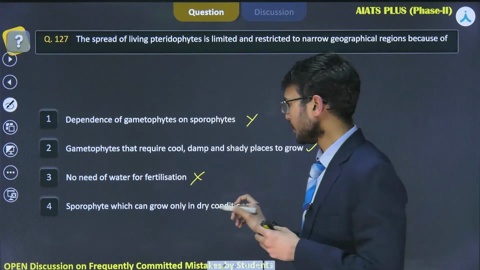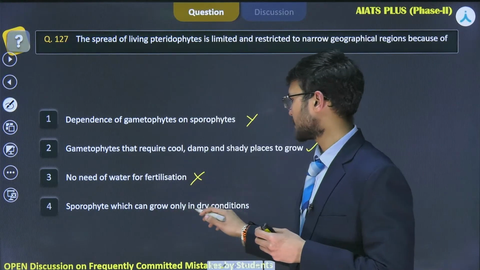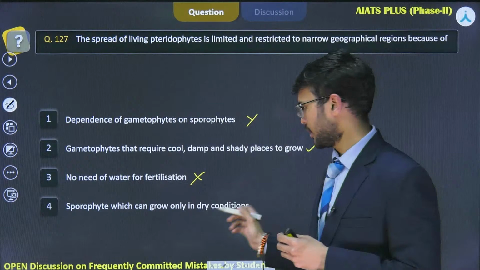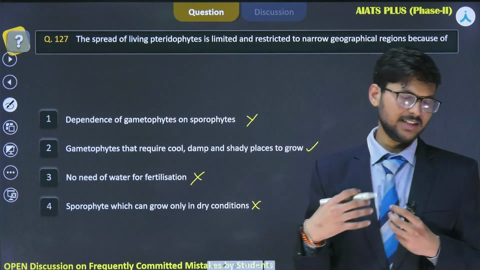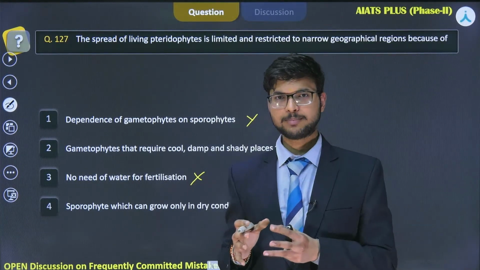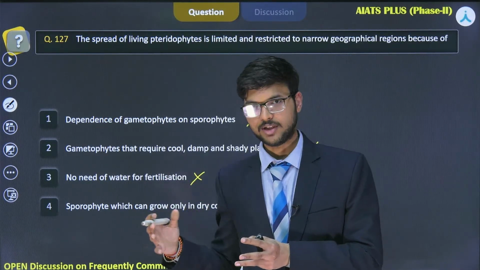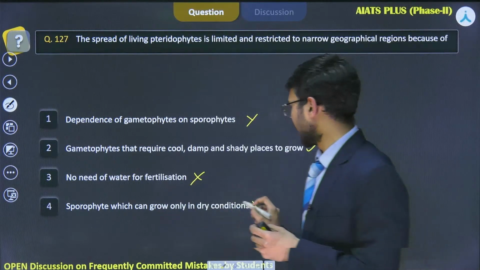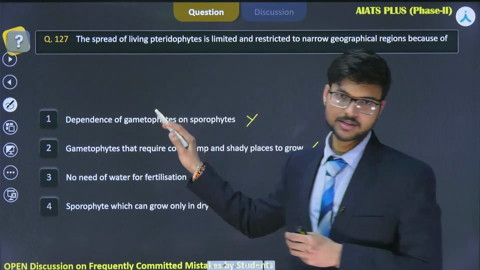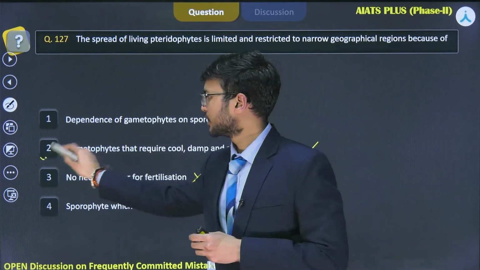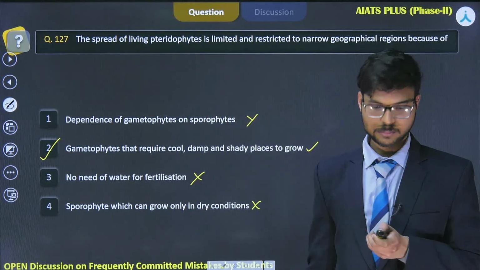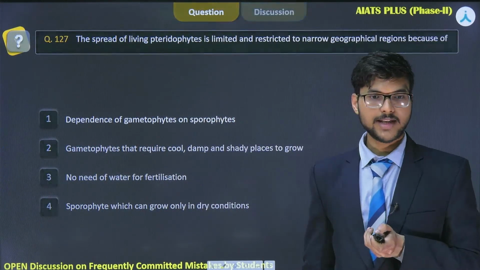Okay. Fourth option says the sporophyte which can grow only in dry condition. No, pteridophytes are majorly found in cold, damp, shady places, but some pteridophytes are also present in sandy soils. Okay, so this is not the correct option. So here for this question the correct option will be option number 2. Okay, so let's move to our next question.